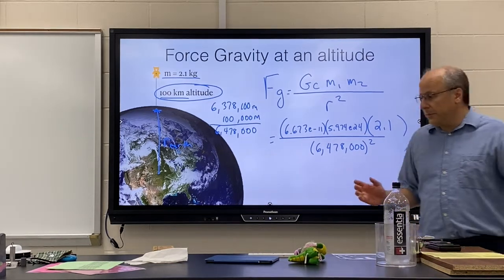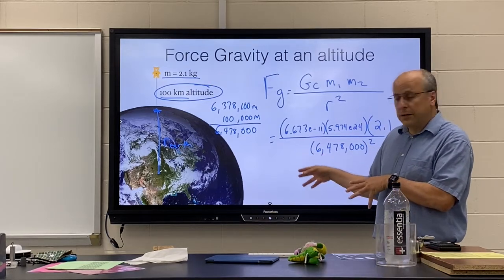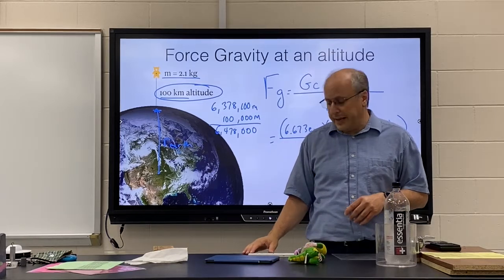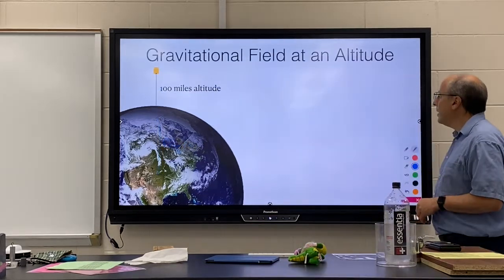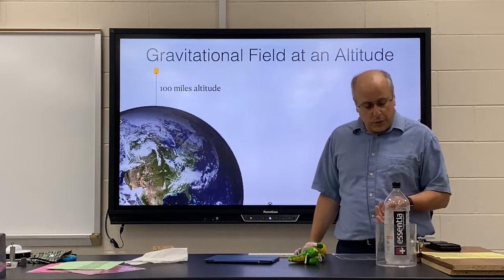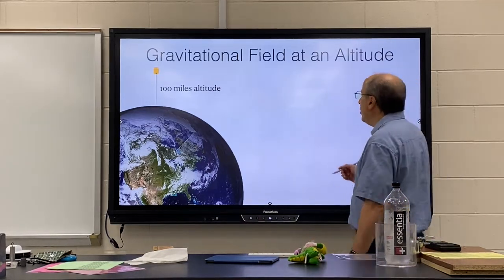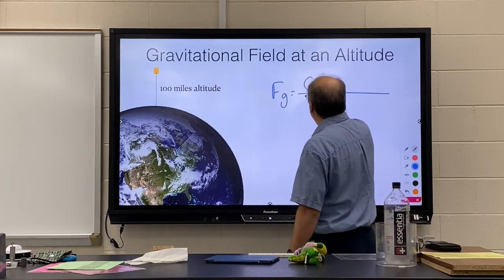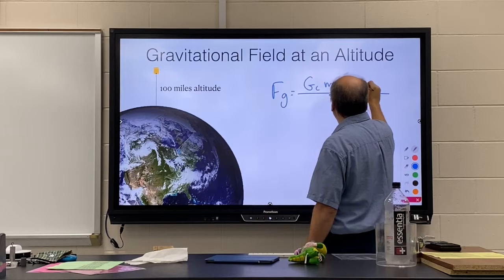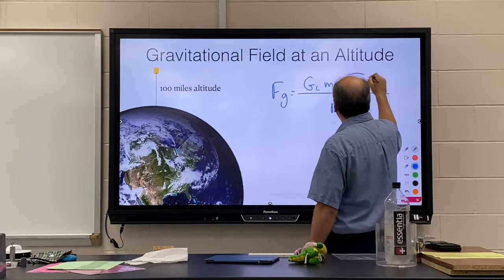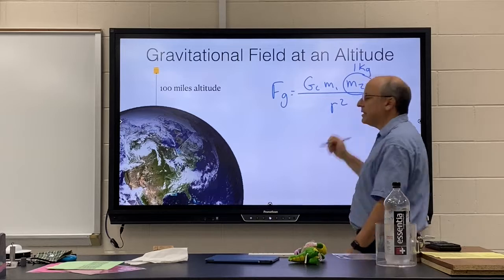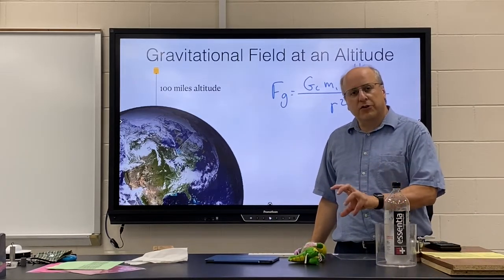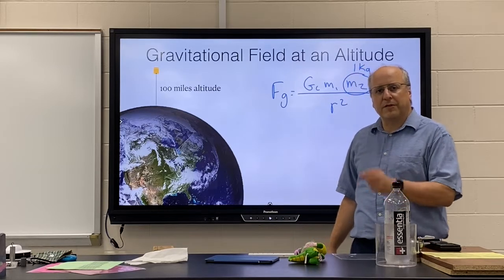So again, to summarize, when you are not on the surface of the planet, you have to add the altitude in meters to the radius of the planet. If instead of getting gravitational force, you want to get gravitational field, you do the same thing, except just like before, when you're finding the gravitational field, use 1 kilogram as the second mass. Then your answer will come up in newtons per kilogram, which is a measure of the strength of the field.